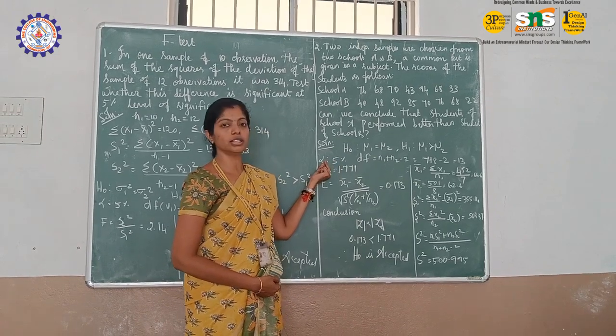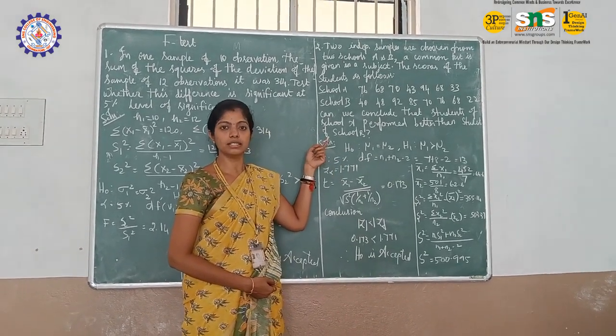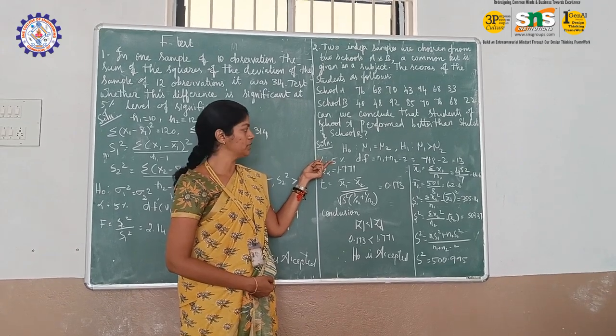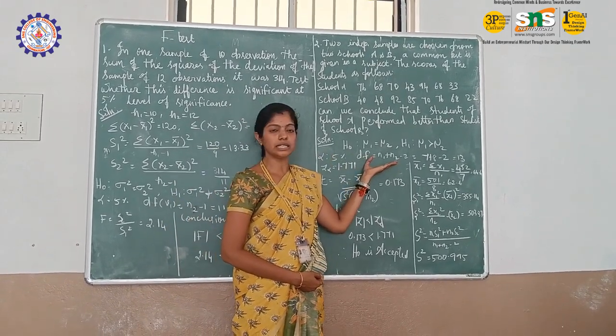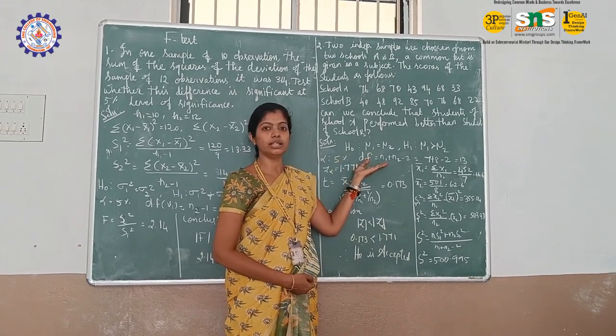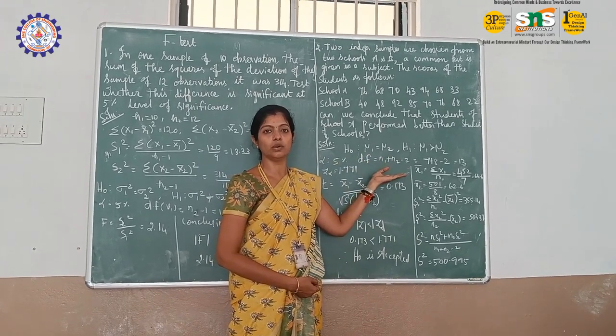Next we have to go for the LOS. In this problem it doesn't mention the LOS, so we have to take the default value 5%. Then we have to move to the degrees of freedom. Based on LOS and the degrees of freedom only, we can find the table value of the t-test.